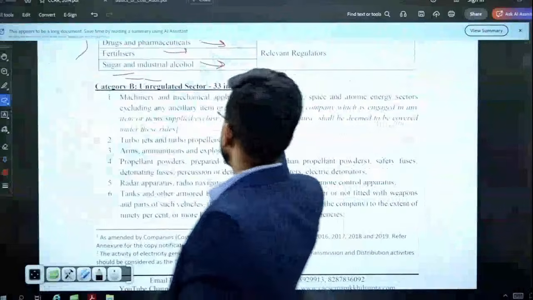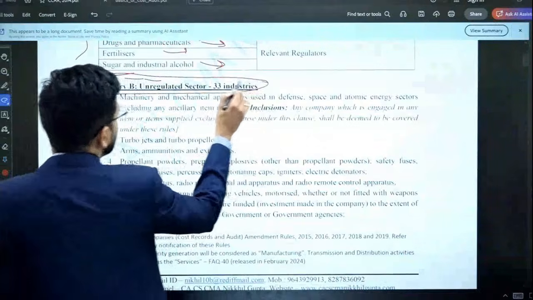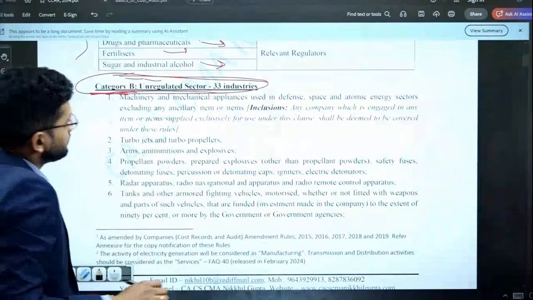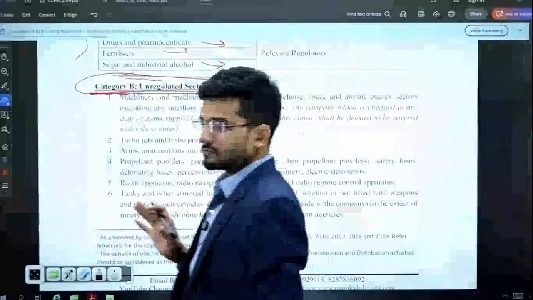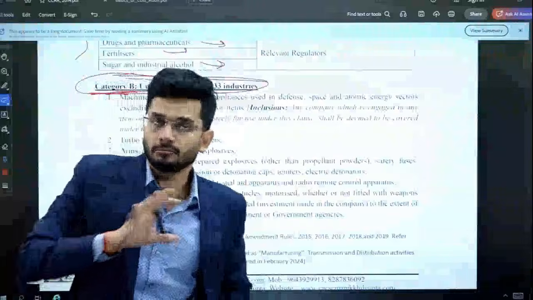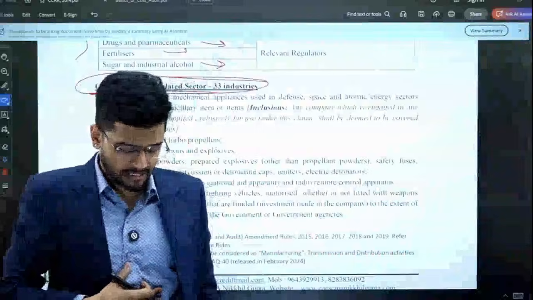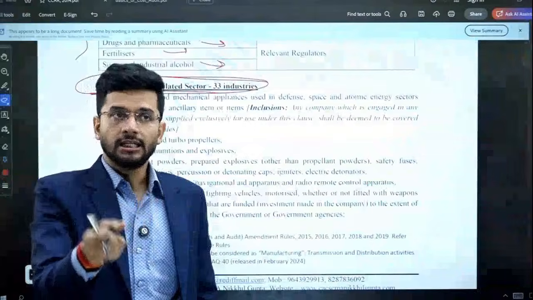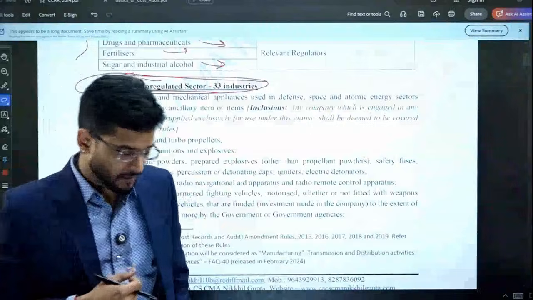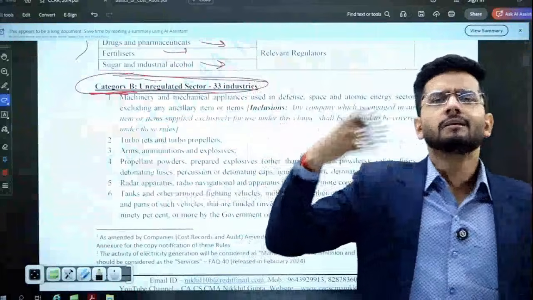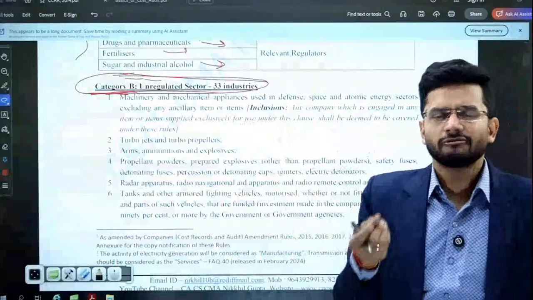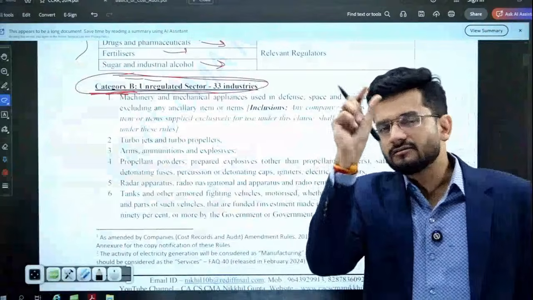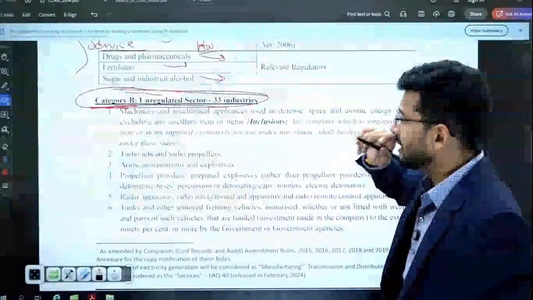Then we come on to the unregulated sector and category B sector. This is unregulated sector. It contains 33 sectors. 33 kind of sectors are included in this particular category. It is not governed by any law or act. But this is a little more liberal sector. There is no restriction by Government of India in this sector. Very less restrictions are there. Almost no restrictions are there in this particular sector. So this is an unregulated sector.